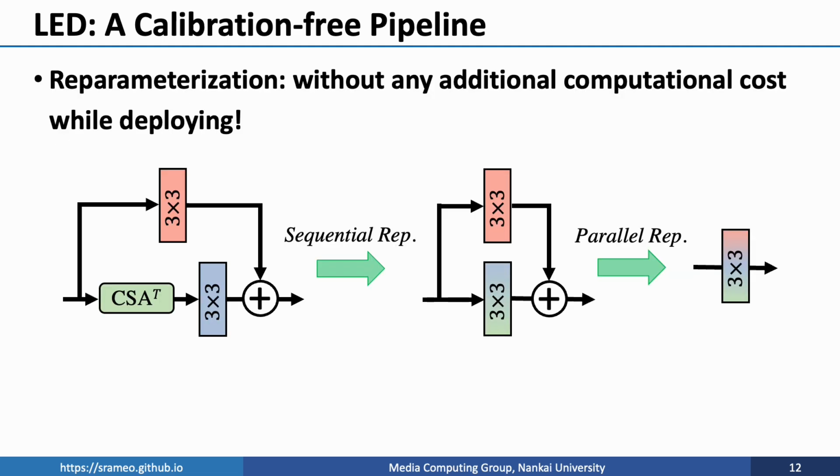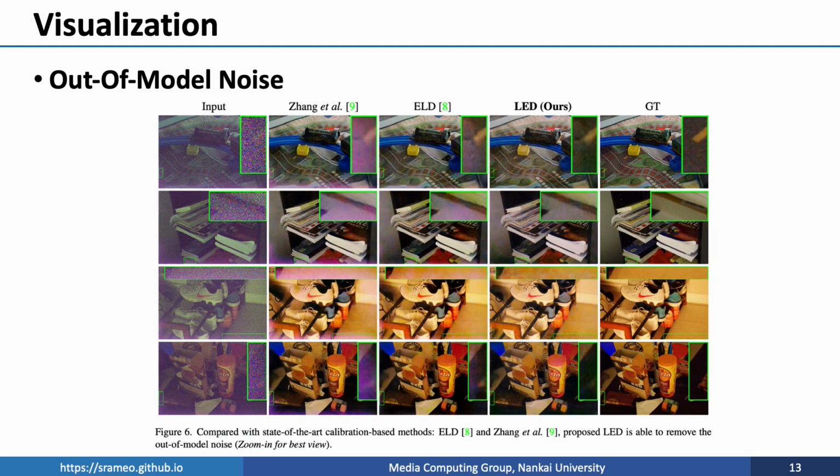Now we show the schematic diagram for deployment. Taking advantage of the additivity of linear functions, we combine the IMNR and OMNR into a single convolution after the whole optimization process. Here are several visualization results for out-of-model noise and the denoising results of different methods.